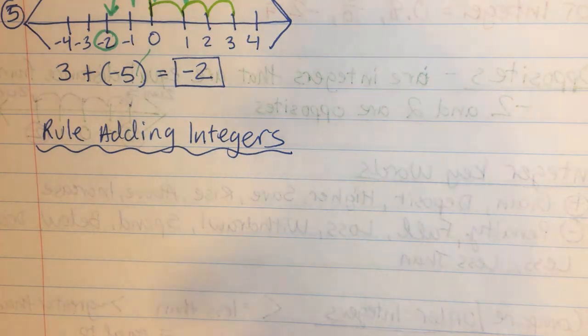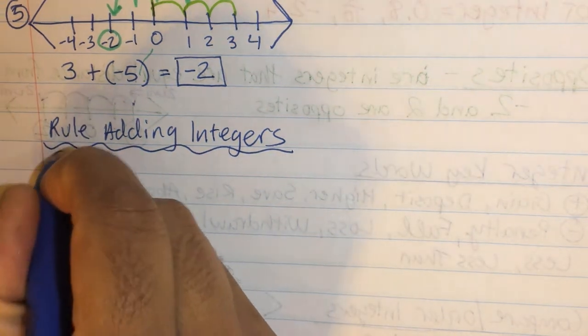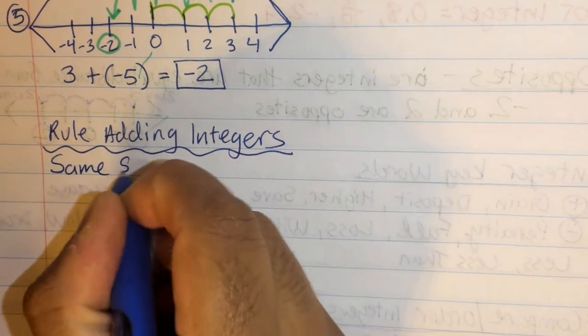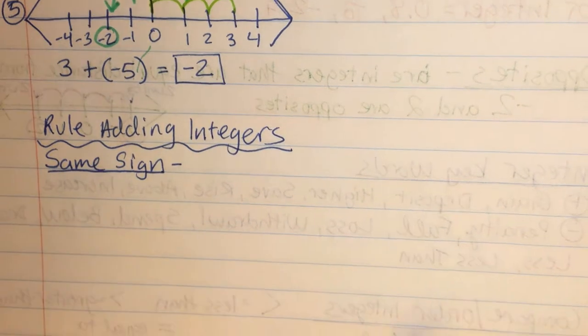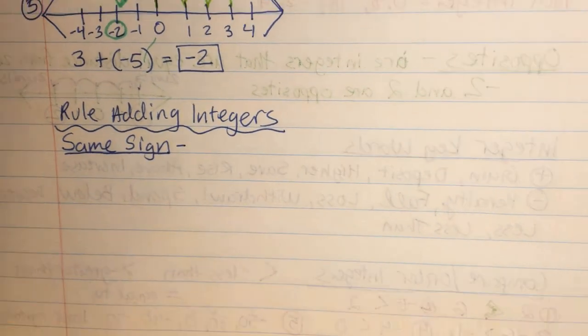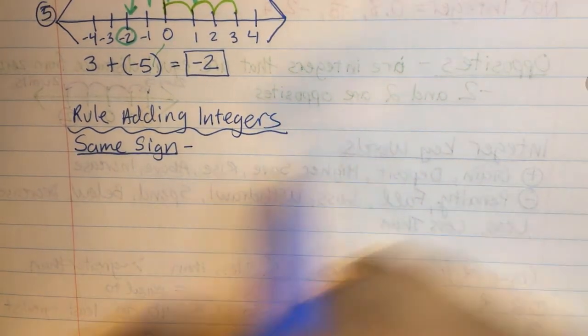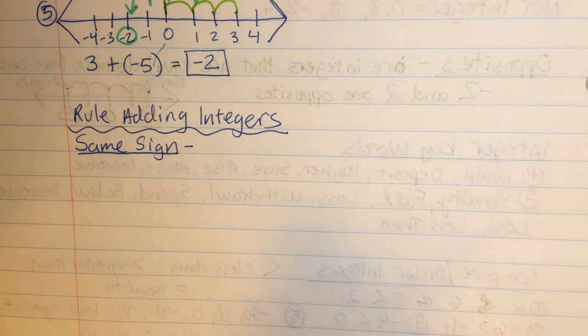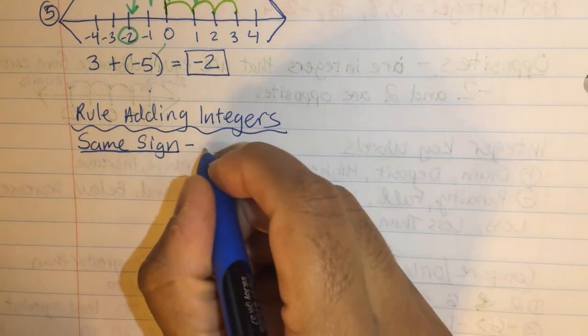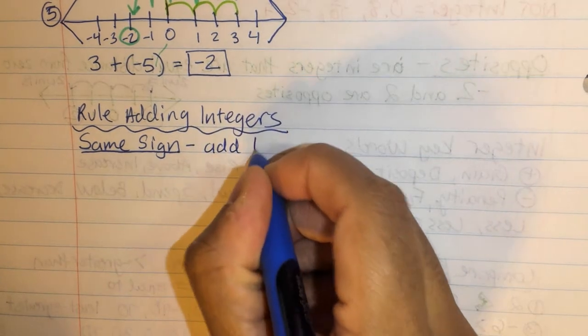So there are 2 scenarios. The first scenario is when we have the same sign integers. So that's going to be our first rule. This happens, for example, with number 1 that we did, and we'll be able to look at some of them with our number line also. But when we have two integers that have the same sign, either they're both positive or they're both negative, all you need to do is add like normal.